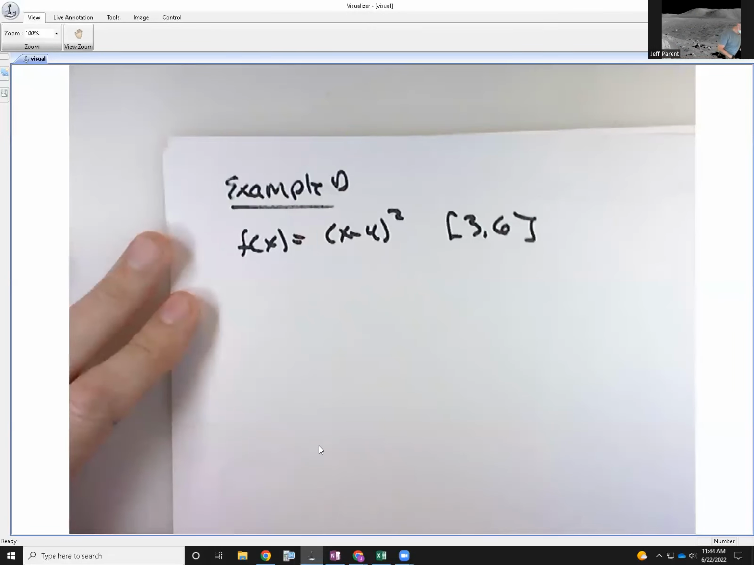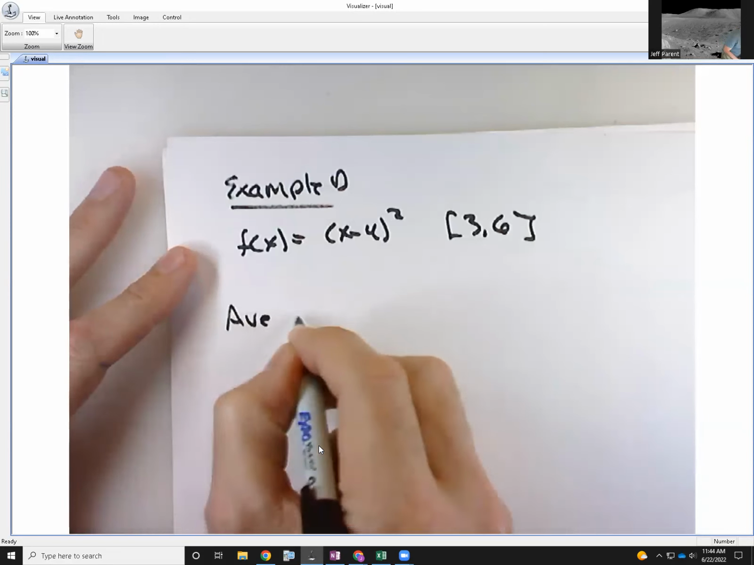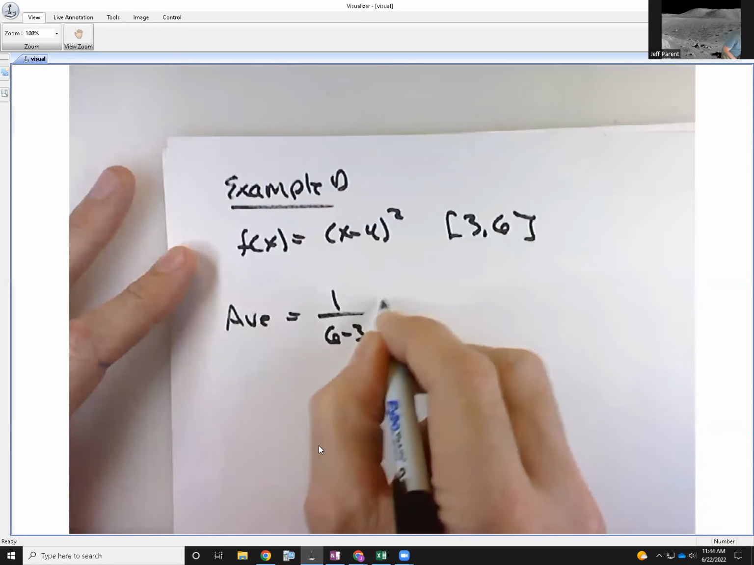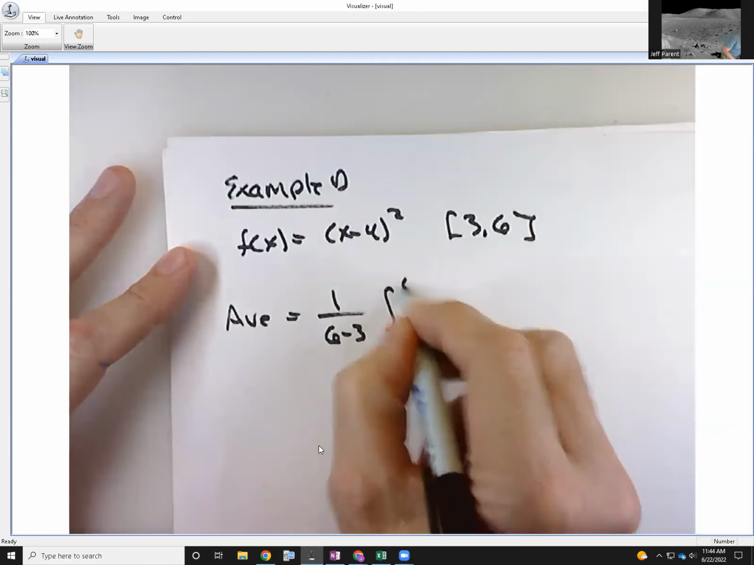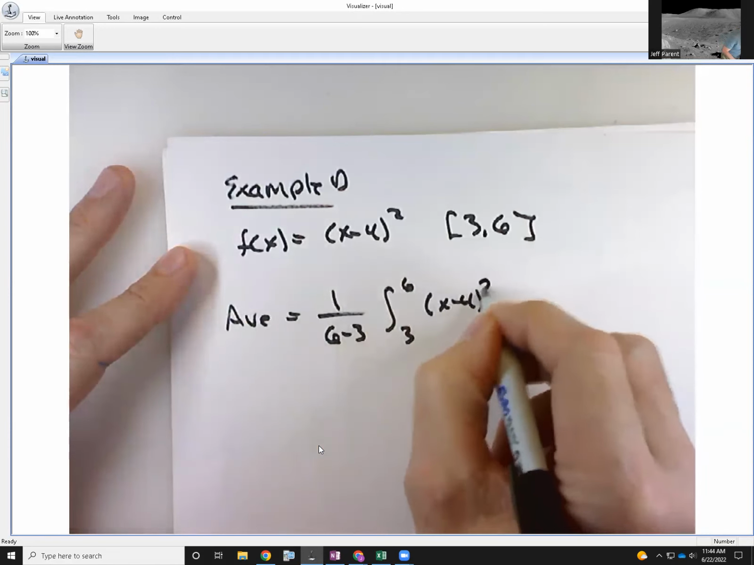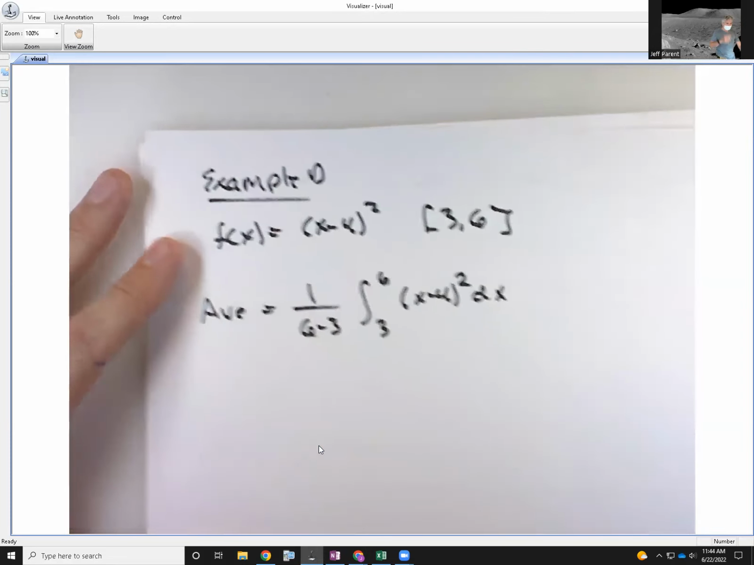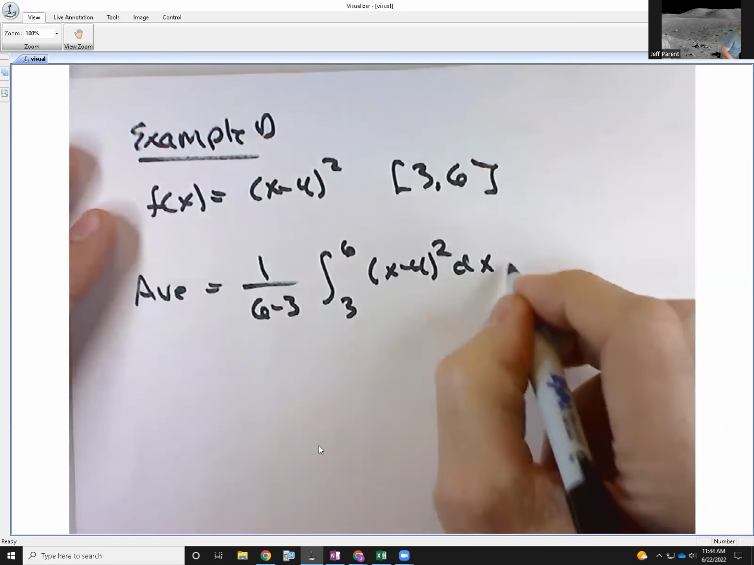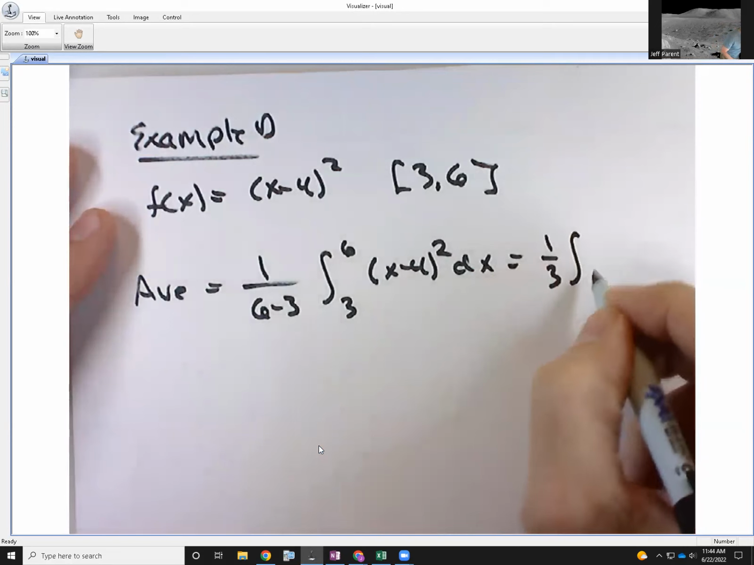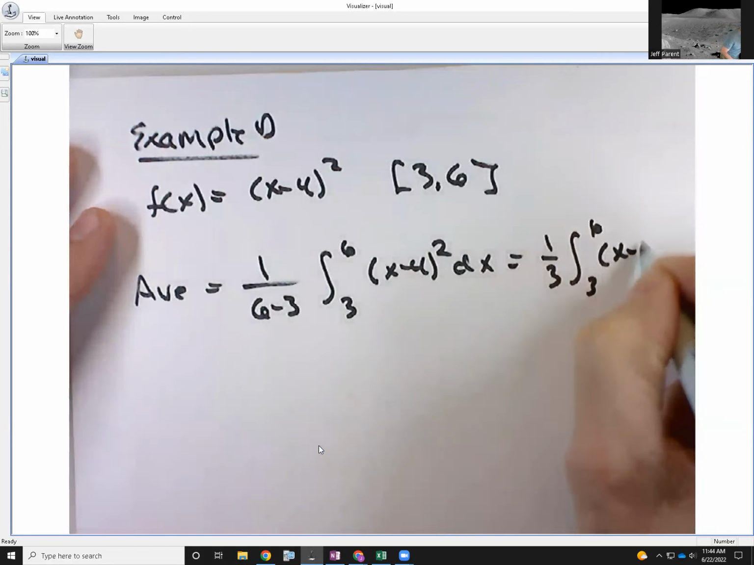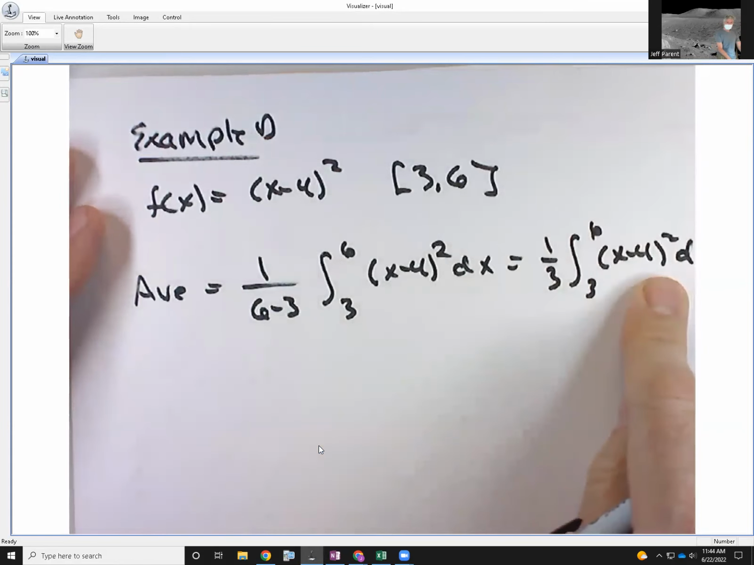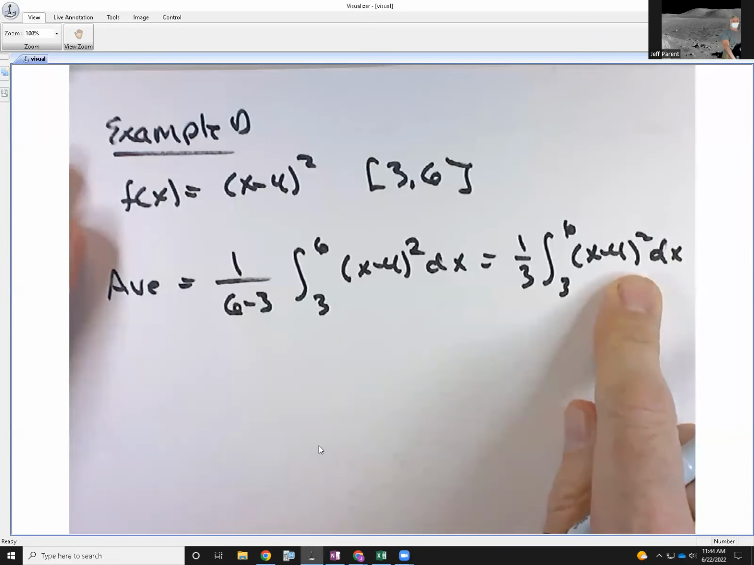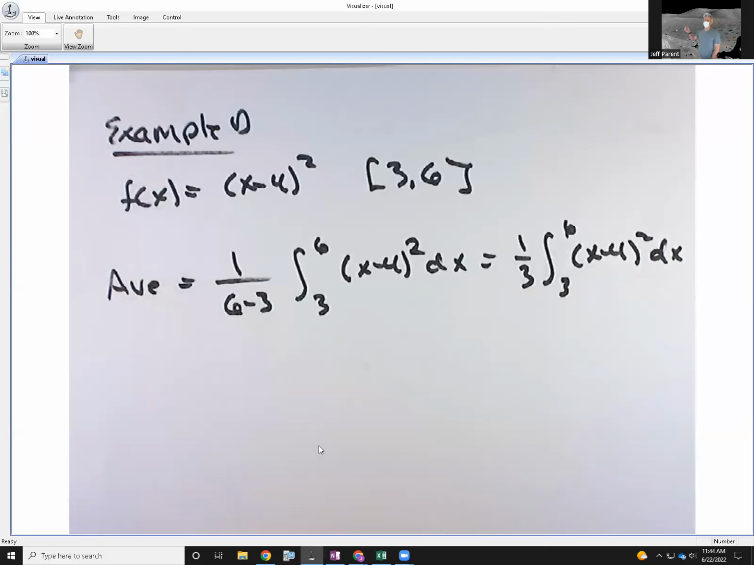So if I want to find the average value, that's going to be 1 over 6 minus 3 times the integral from 3 to 6 of x minus 4 squared dx. So you've got two choices here. 1/3, 3 to 6 of x minus 4 squared dx. In terms of finding an antiderivative, you can do one of two things. You can make a u-substitution, which isn't bad, or you could square it out, which isn't bad.